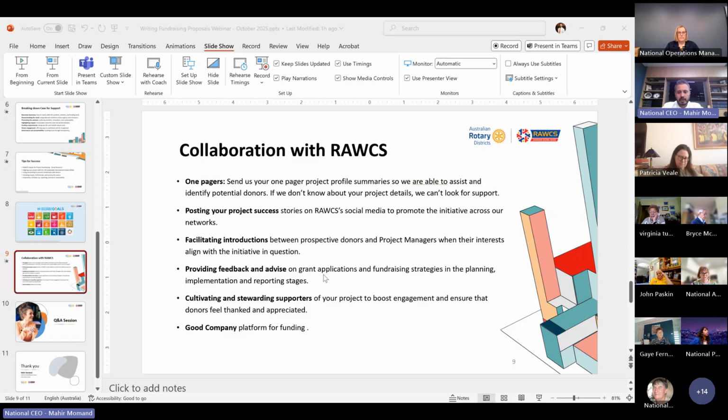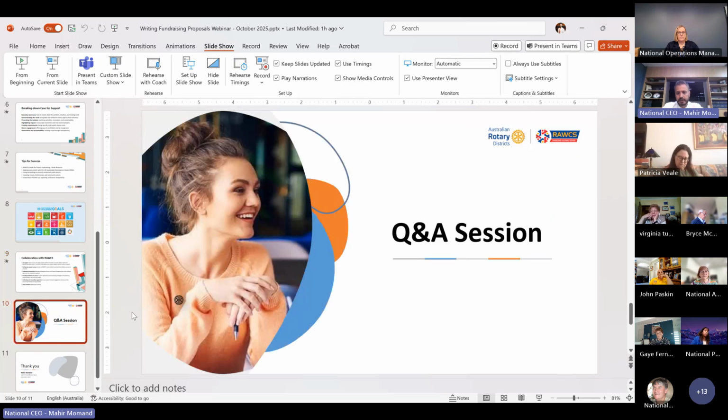And then we can also assist with stewardship of your donors, so that the donors are assured that the organization through which their funding is coming through is also assisting in terms of that engagement. So that's all from me, and I'd like to open it to questions.